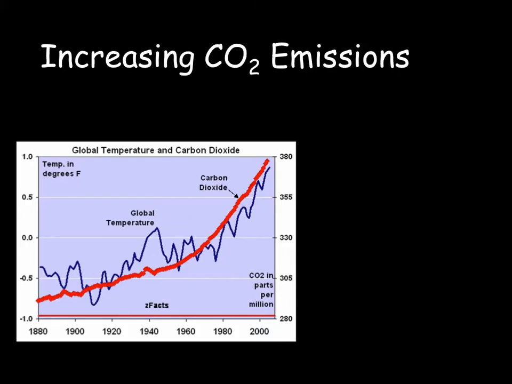CO2 emissions, that's the CO2 being given off, have increased over recent years. We've got here a graph showing 1880 to just about the year 2000. And we can see an overall trend in an increase in the amount of carbon dioxide, as well as an overall increase in the average global temperature.